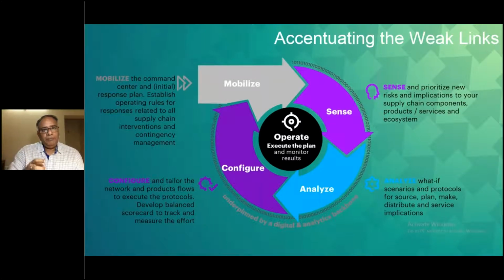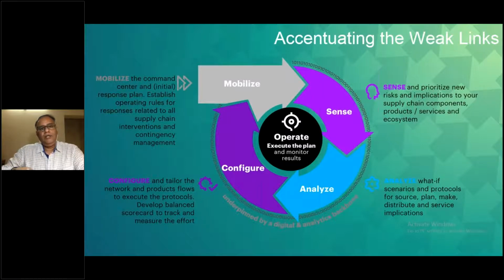How things have been moving from mobilizing: if you look at it from the supply chain angle, how your plan, your operating rules and process, your interventions and contingencies happen, and how you can mobilize to sense it. Then you can prioritize your risk, and see how new implications for your supply chain components can be handled.